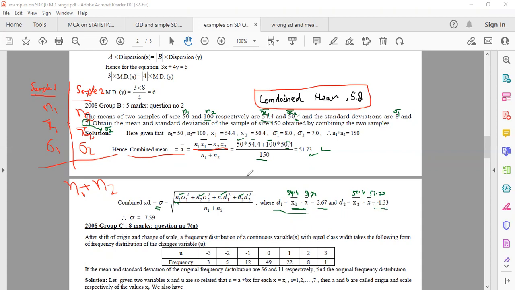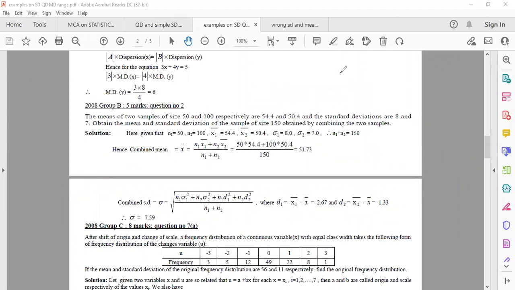So these two values are required to find the combined SD, and the formula is n1 sigma 1 square plus n2 sigma 2 square plus n1 d1 square plus n2 d2 square, all by n1 plus n2, under the square root. After calculation, you get 7.59. So these formulas are enough to know about the combined mean and the different formulas involving SD.